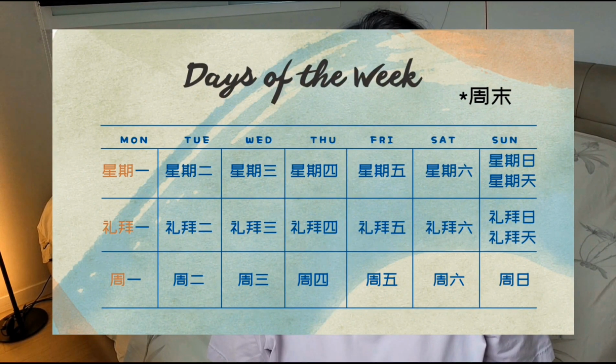For Sunday, 礼拜 is the same as 星期. You can say either 礼拜日 or 礼拜天. But if you use 周, you can only say 周日 for Sunday. These three phrases are interchangeable, but 礼拜 is definitely more commonly used in spoken Chinese than written Chinese.